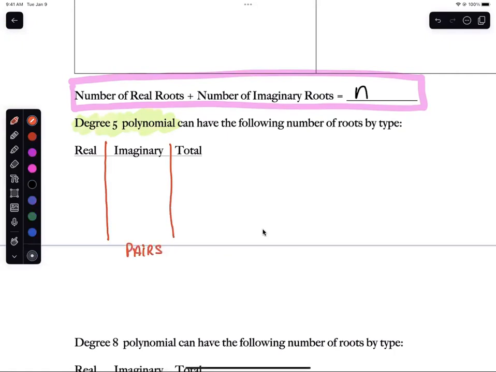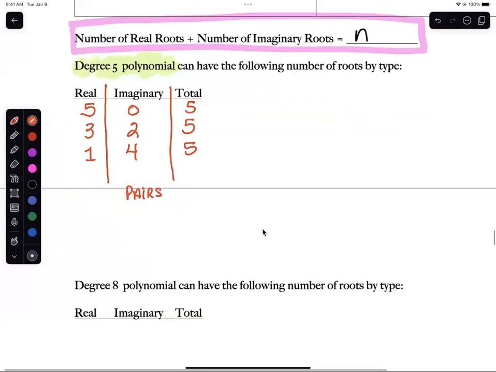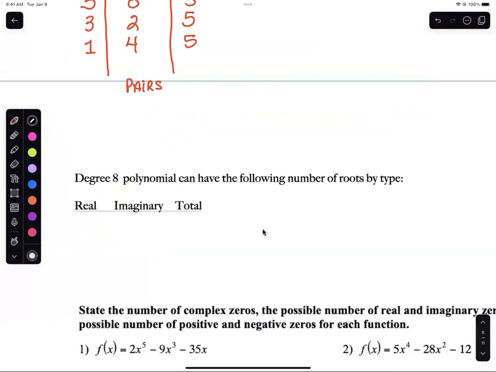So that means I could have 5 real roots, no imaginary roots, giving me a total of 5 roots. I could have 3 real, 2 imaginary, giving me a total of 5. And I could also have 1 real and 4 imaginary, giving me 5. Imaginaries occur in pairs. Let's go down and do this one. So here, you're given a degree 8.